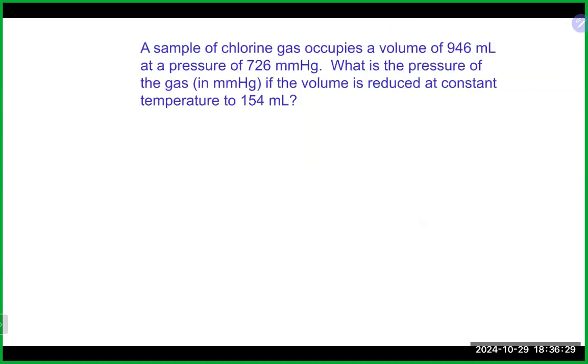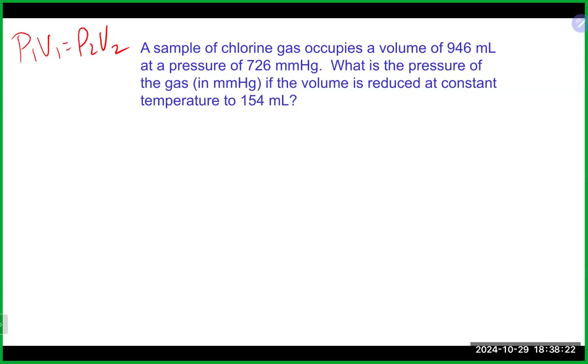All right, so let's try one there. A sample of chlorine gas occupies 946 milliliters at a pressure of 726 millimeters of mercury. What is the pressure in millimeters of mercury if the volume goes to 154 milliliters? At this point, obviously, we only have one equation to choose from, but that will shortly change. We'll have a number to choose from.